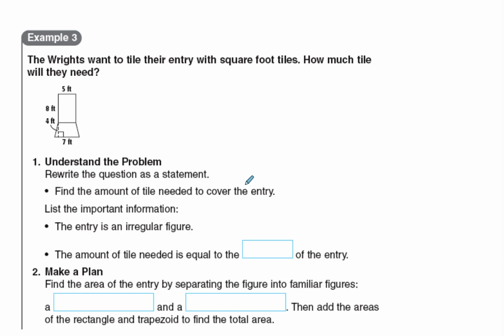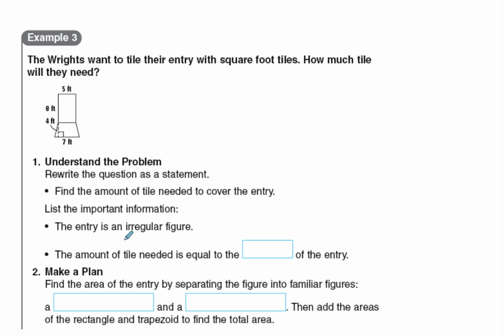All right, let's take a look at this next one. The Wrights want to tile their entry with square foot tiles. How much tile will they need? So this is a story problem situation looking at irregular figures. So the first thing we need to do, we're going to look at our question as a statement. So we need to find the amount of tile needed to cover the entry. And then important information, the entry is an irregular figure.